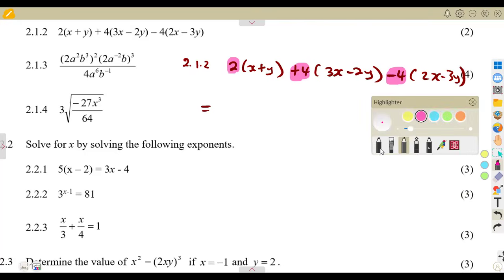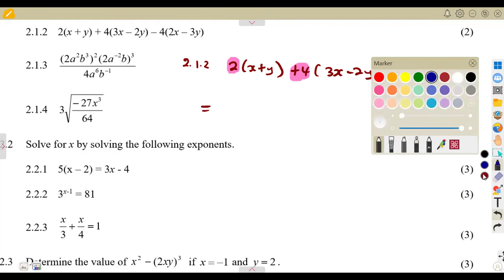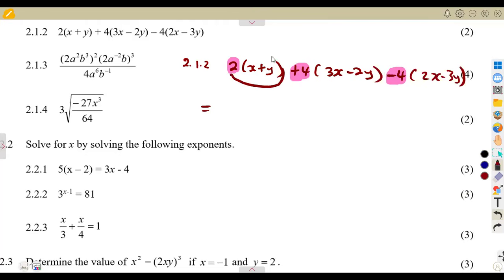These are the terms, these are the numbers that are going to affect our brackets. So 2 affects everything in this bracket. 4 affects everything in this bracket. Minus 4 affects everything in this bracket. So let's multiply. 2 times x, that will be 2x.